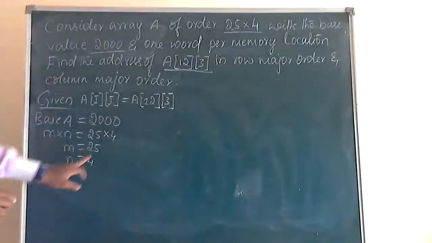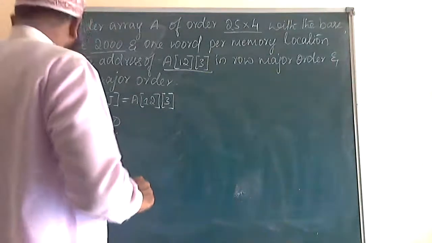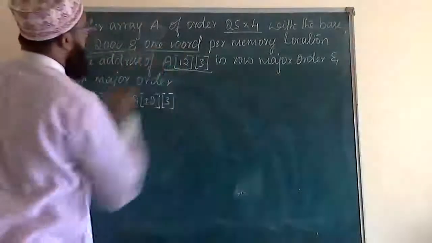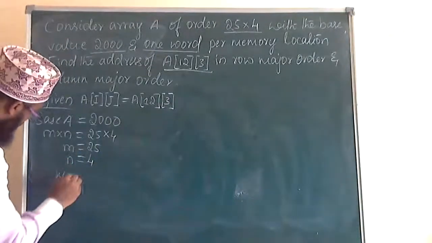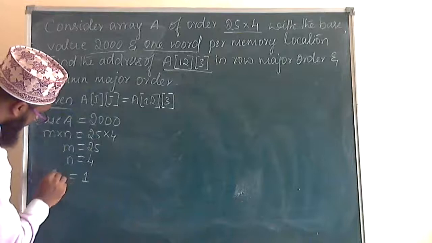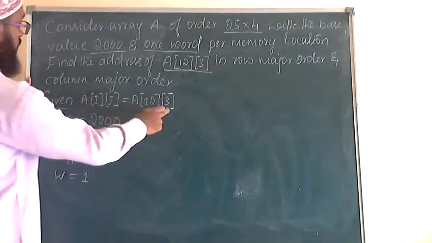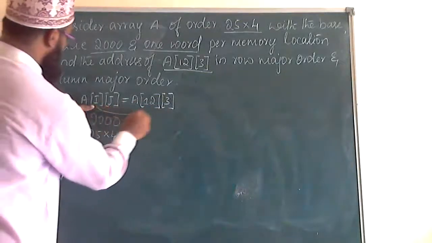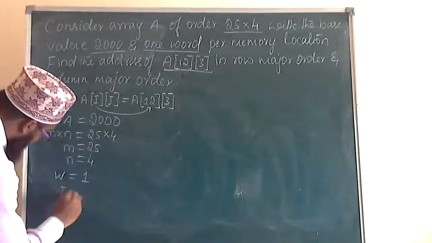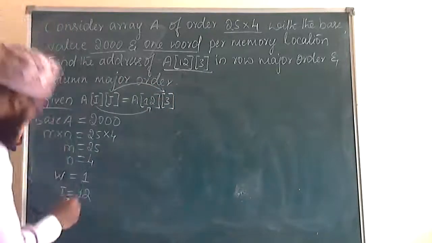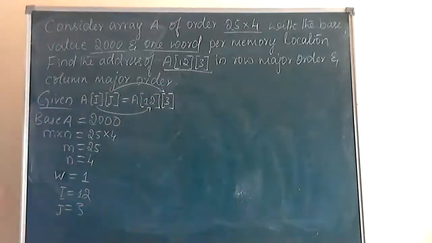So m is 25 and n is 4. Then what is here? Memory location. One word per memory location. One word means w is equal to 1. Then here a of ij is equal to a of 12 into 3. Therefore, i is equal to 12, and j is equal to 3. Now based on these values, we will try to find the location of an element.